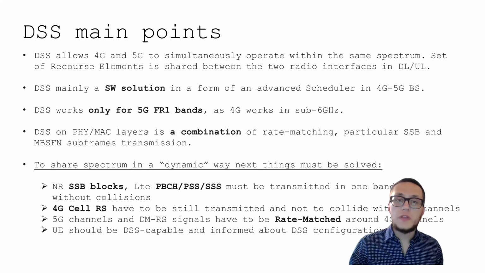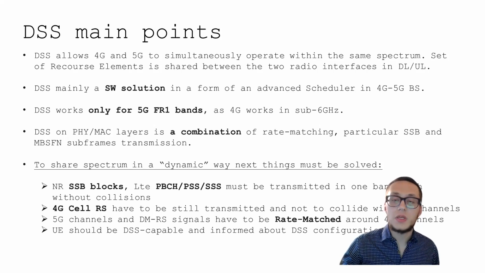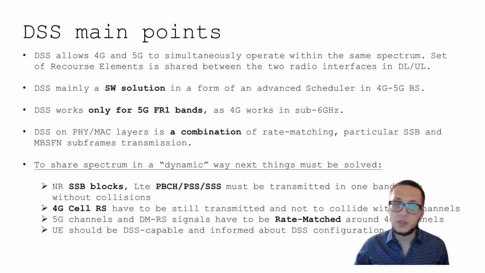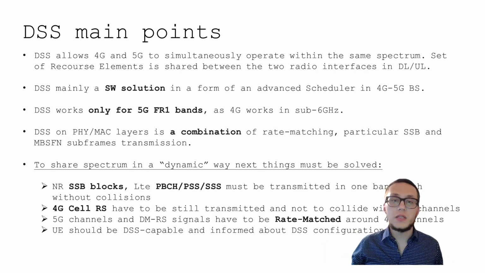DSS works only for 5G FR1 bands. This is not because of frequencies or that stuff. This is just by the fact that 4G networks almost 100% of the time work in sub 6 GHz frequencies. DSS on physical and MAC layer is a combination of different technologies such as rate matching, particular SSB transmission into 4G resource grid, and MBSFN subframes transmission as well.